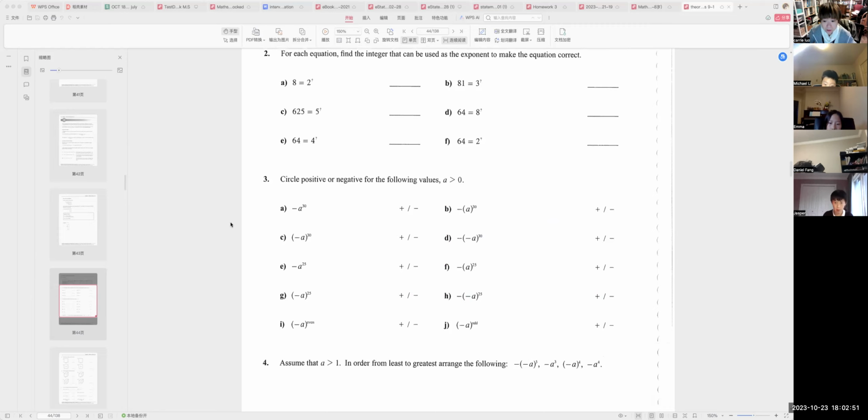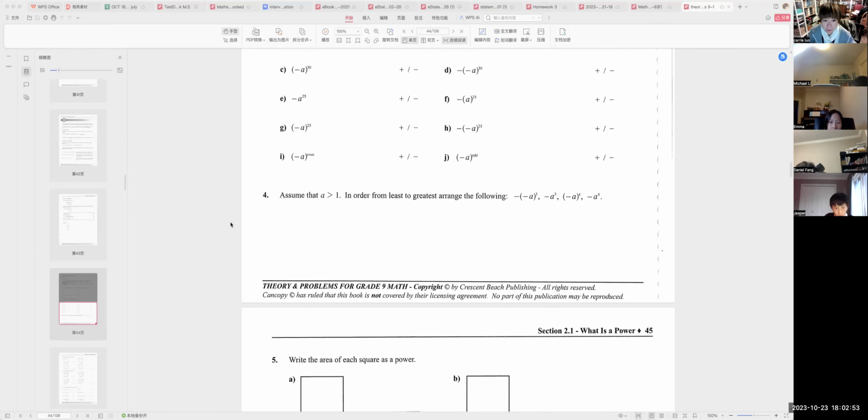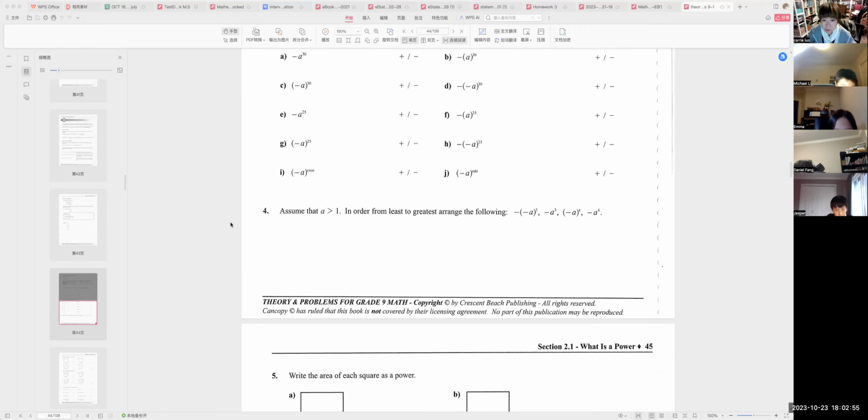Okay, so let's take a look at this one. Assume that A is bigger than 1. In order from least to greatest, arrange the following numbers. So A is bigger than 1. Please put them into order.